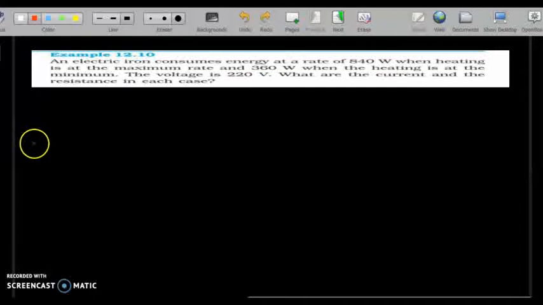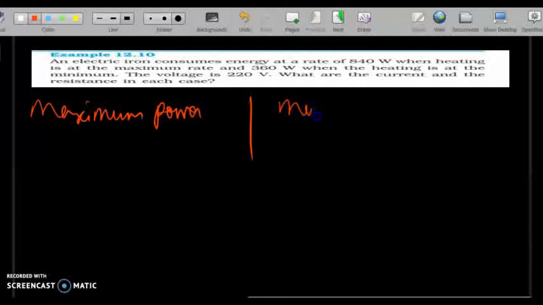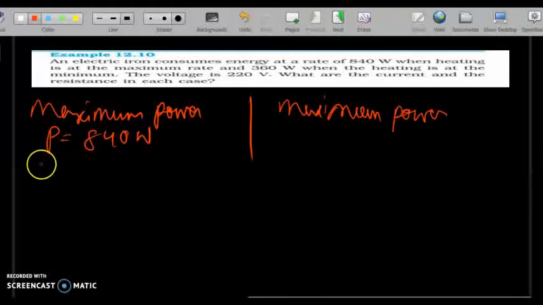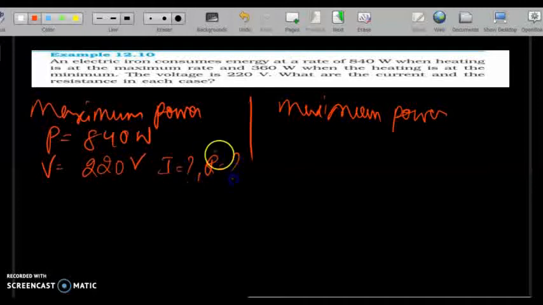So let us see, children. When the device is taking the maximum power, we work the maximum power first. Next it is minimum. So what is that? Power is given to us, 840 watt. The potential difference, the source, is 220 volt. Now he's asking us to calculate what I is and R is for this condition.